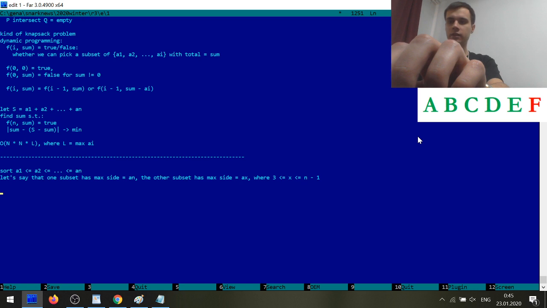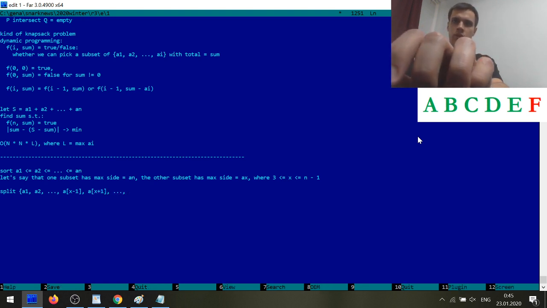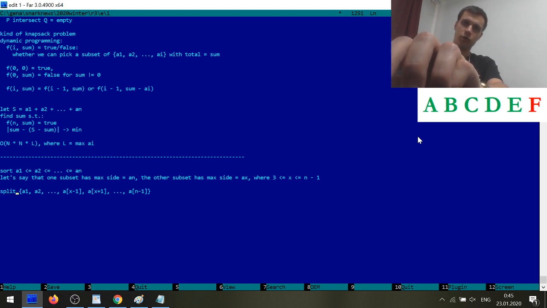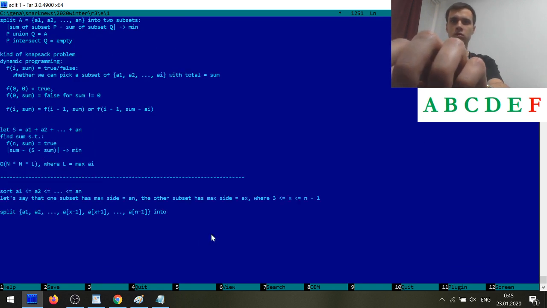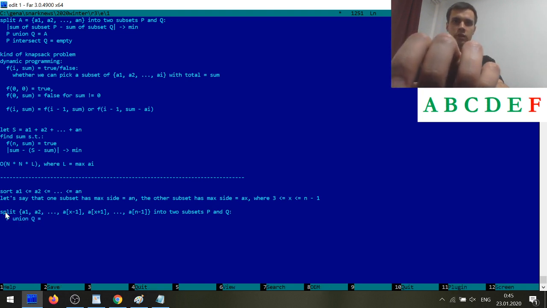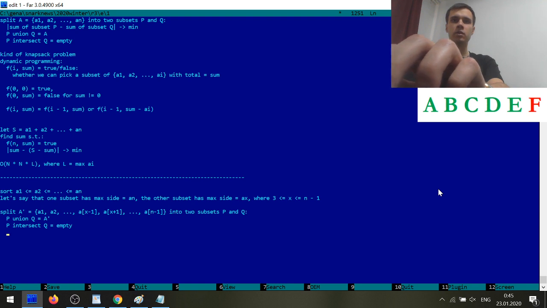So now we want to split a1, a2, ax minus 1, ax plus 1, and an minus 1. So basically we split the set of all sides except ax and an, we just ignore them, into 2 subsets, again like P and Q, so that P union Q is equal to this A prime, and P intersect Q is empty. And we want to be able to build a polygon, so ax should be less than the sum of all elements in P, and an should be less than the sum of all elements in Q.